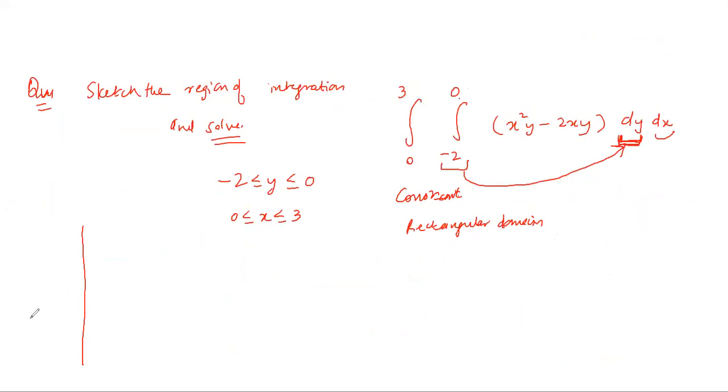So now you draw this region. Obviously, it's a rectangular one. So x lies from 0 to 3, so x is equal to 0, x is equal to 3, and y lies from -2 to 0.